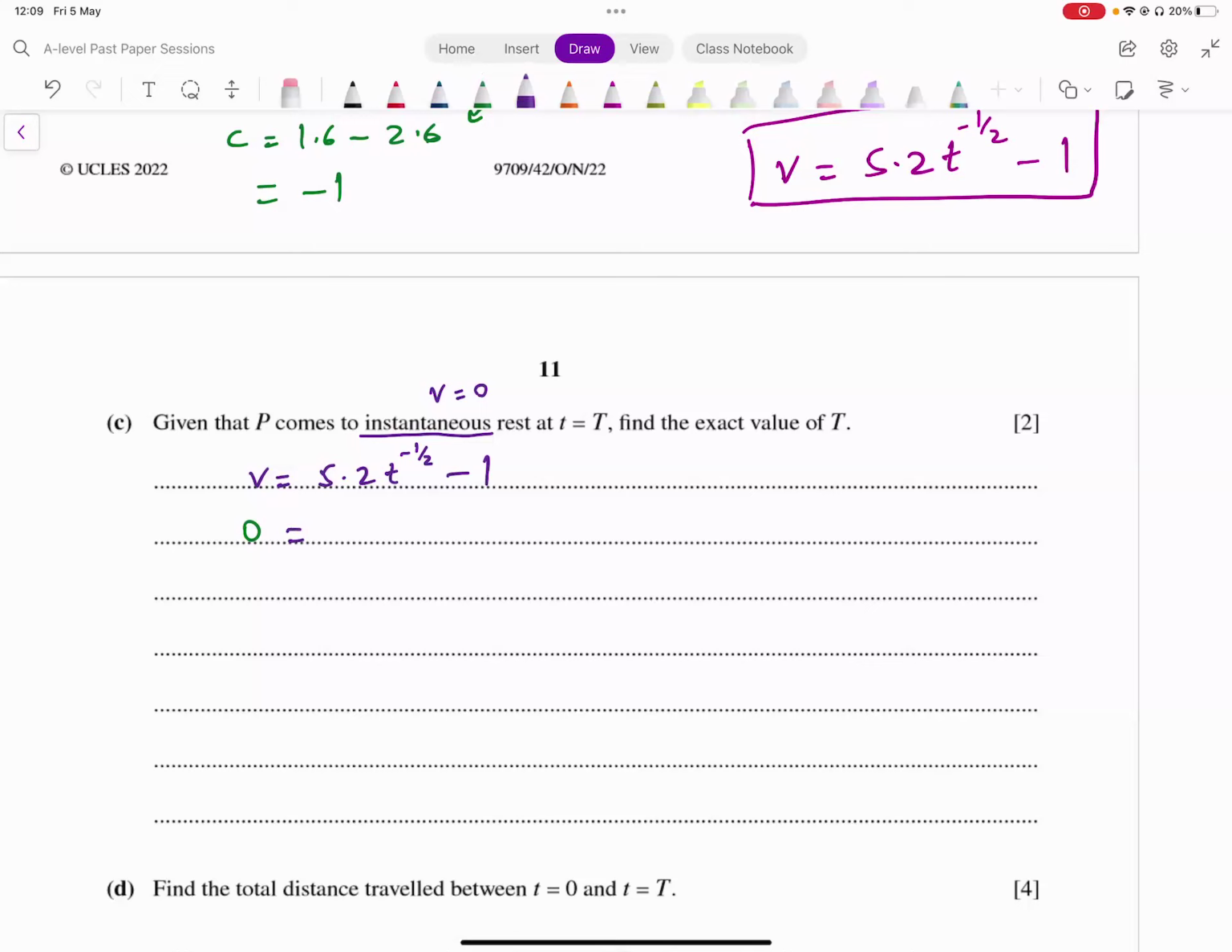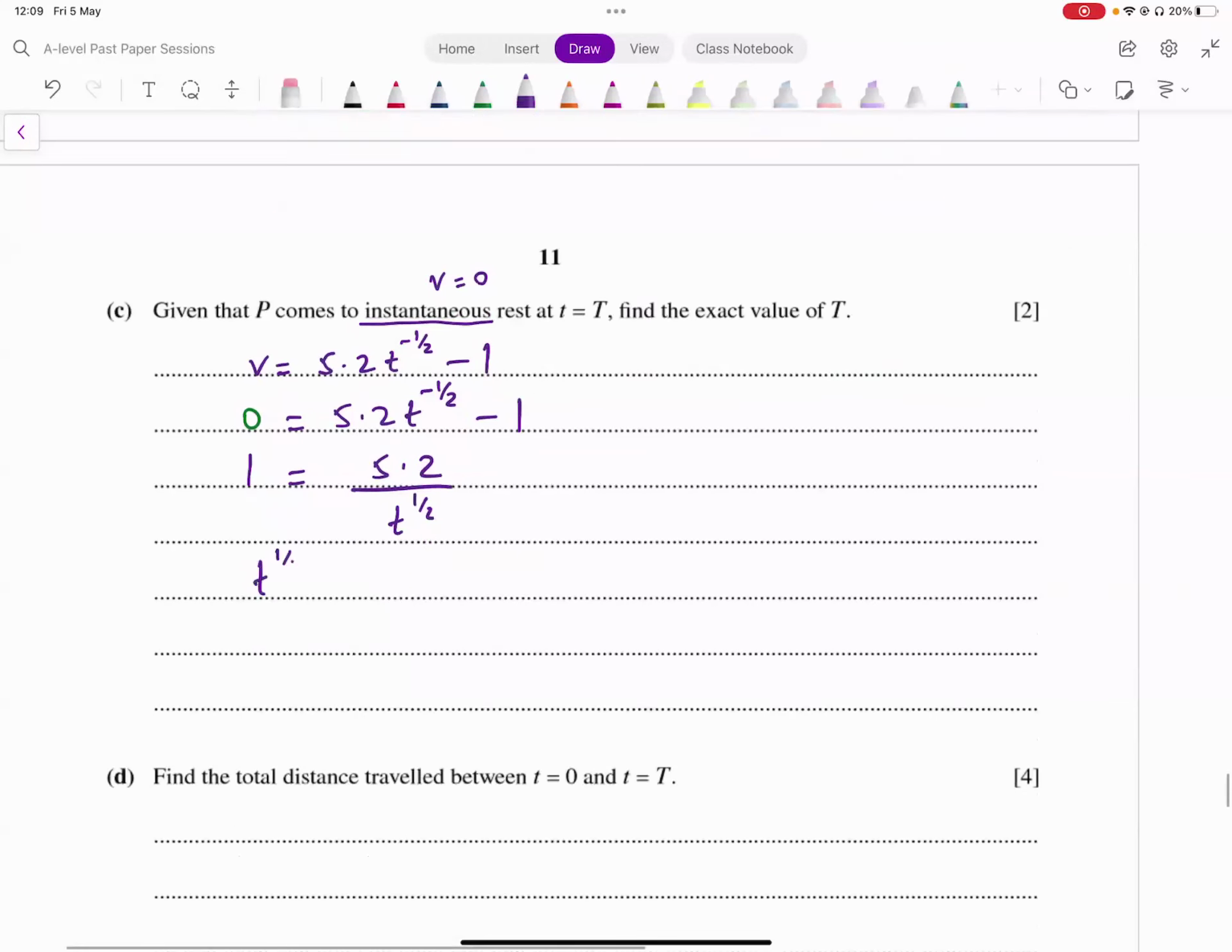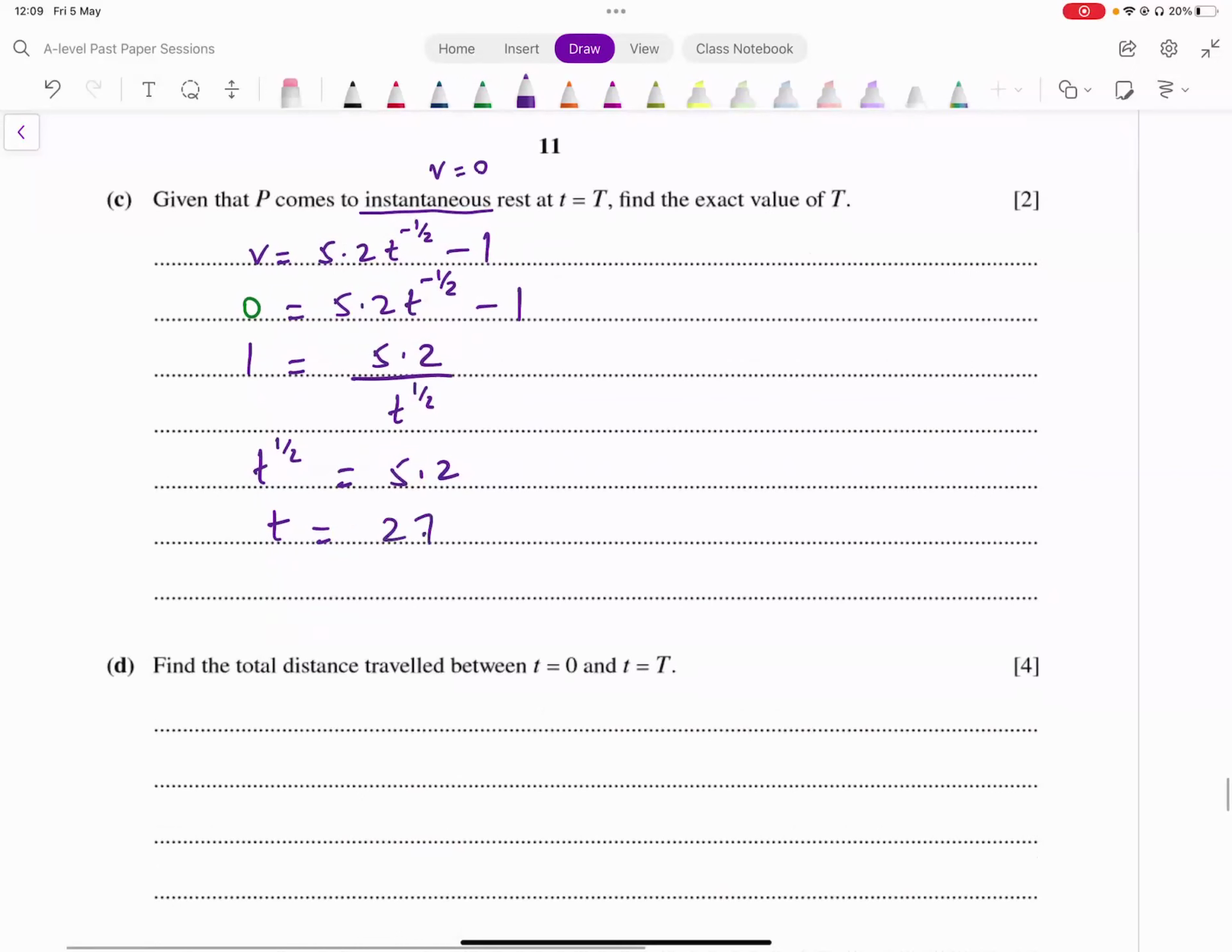0 equals 5.2 into t raised to power minus 1 over 2 minus 1. 1 goes to the other side and becomes 5.2 over t raised to power 1 over 2. And we have t raised to power 1 over 2 equal to 5.2. Square कर लें दोनों sides का. 5.2 का square करें, देखना आपके पास क्या आता है. 5.2 squared, that is giving me 27.04. That's the value of t that we're getting.